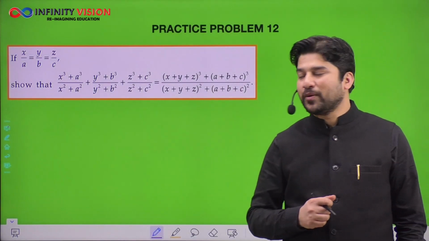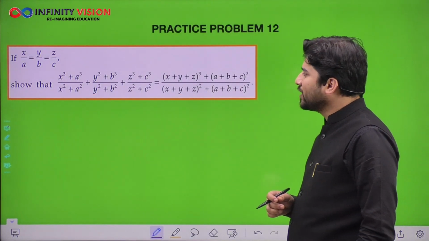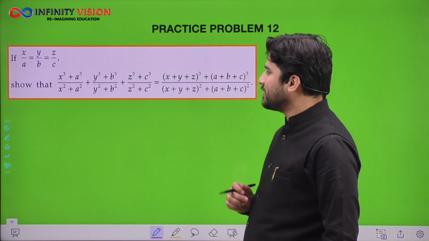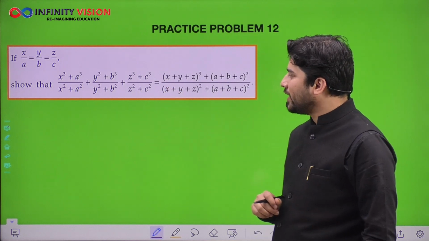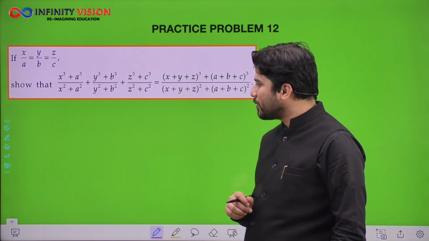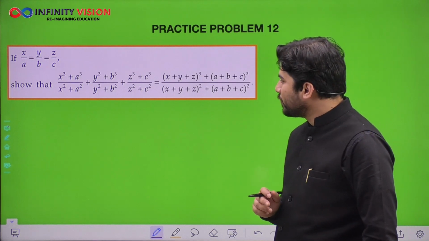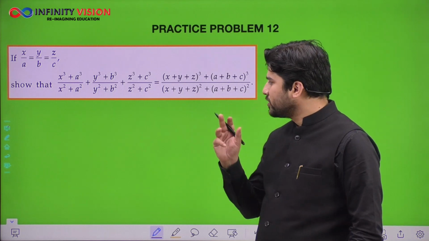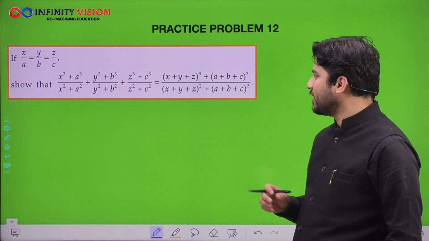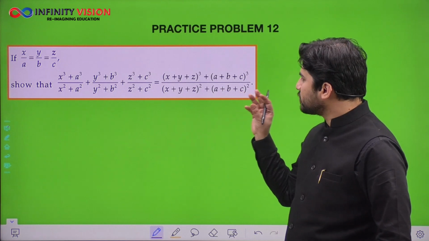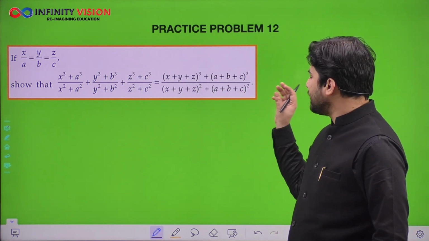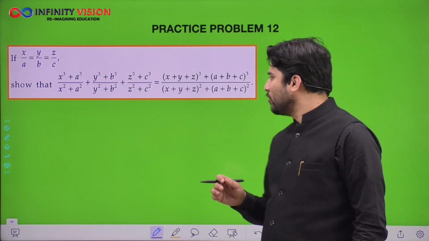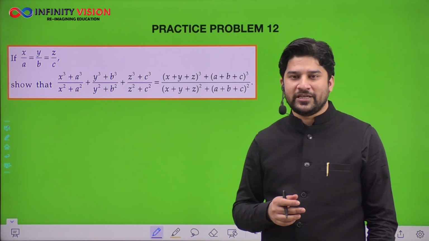Let's solve our next problem, that is practice problem 12. If x by a equals y by b equals z by c, then you have to show that x cube plus a cube upon x square plus a square plus y cube plus b cube upon y square plus b square plus z cube plus c cube upon z square plus c square, that is your left hand side, is equivalent to x plus y plus z whole cube plus a plus b plus c whole cube divided by x plus y plus z whole square plus a plus b plus c whole square.